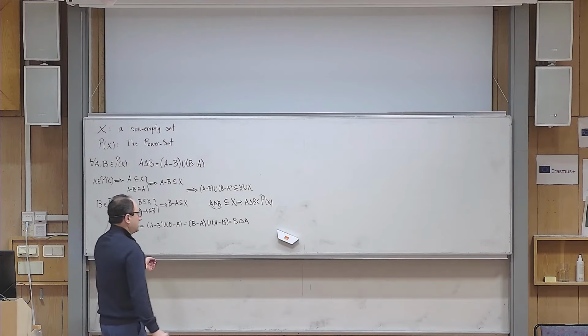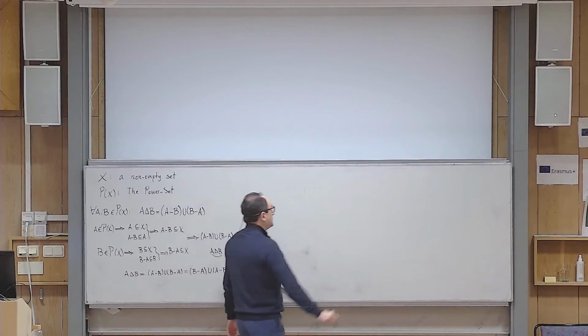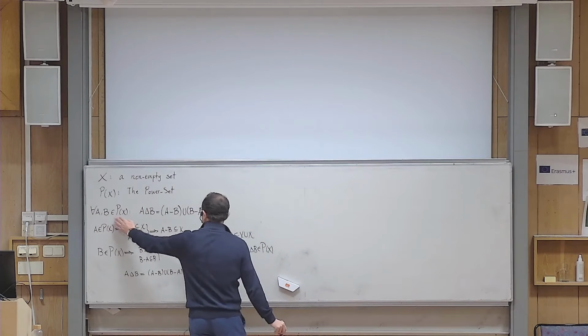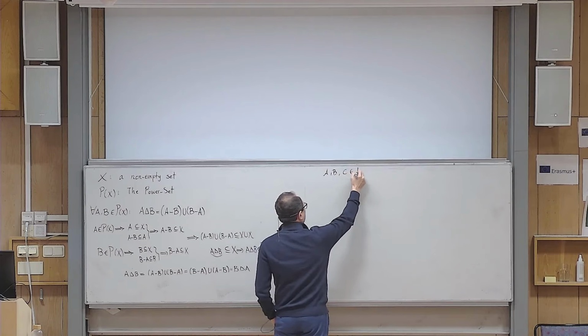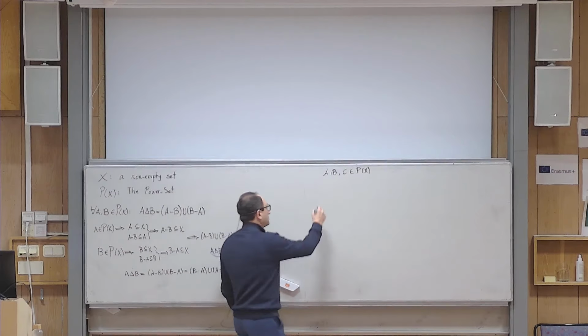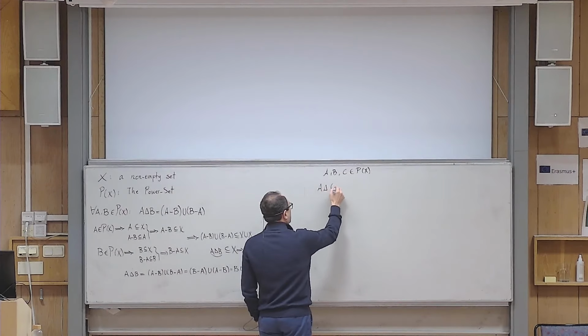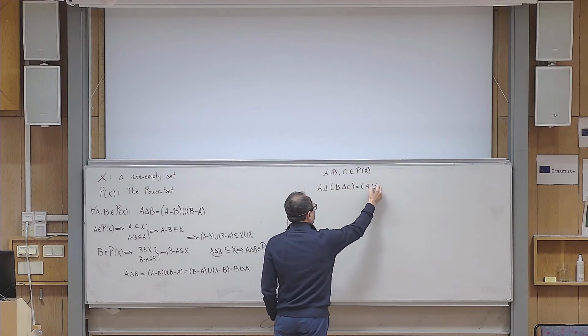Okay, but the most tedious part is proving associativity. So proving associativity means that if I have three elements of my set, let us say A, B, and C, they are arbitrary elements of my power set. I want to confirm that (A delta B) delta C is indeed equal to A delta (B delta C).